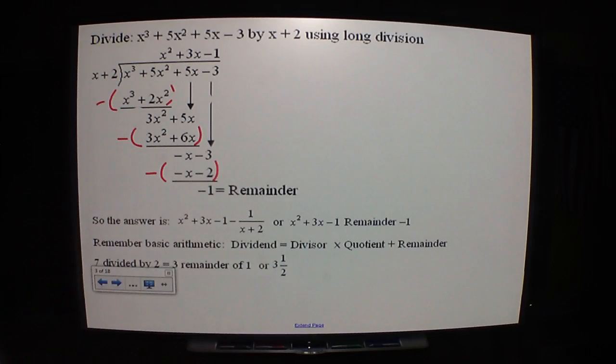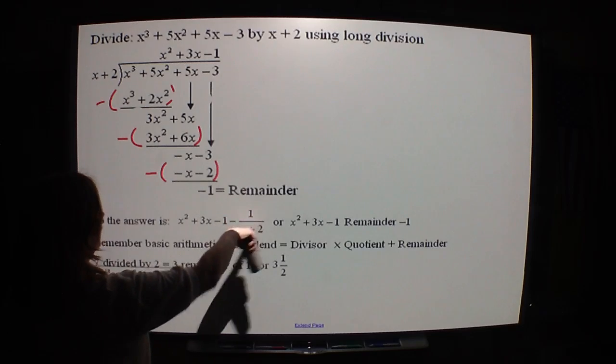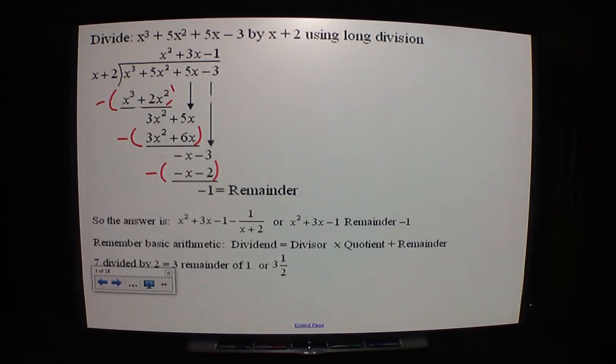So my answer is, I write it like this, or I can write the quotient, the answer, and then I can also write the remainder separately. Or you can write the remainder as 1 over what you're dividing by. And remember, the divisor times my quotient plus my remainder is equal to my dividend.